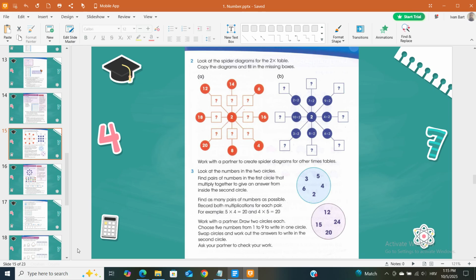Work with a partner. Draw two circles each. 5, 3, 2. Choose 5 numbers from 1 to 9 to write in one circle. Swap circles and work out the answers to write in the second circle. Ask your partner to check your work.